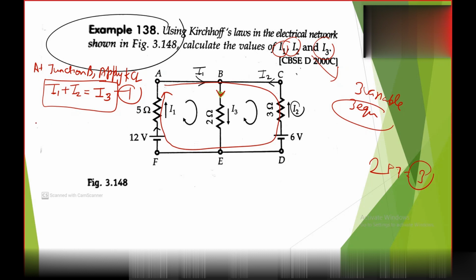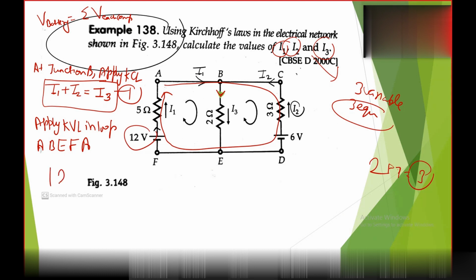Let us now apply KVL in loop A, B, E, F, A. According to KVL, whatever potential we get from the battery will be equal to the summation of the total potential across each component. So here we will get a 12 volt supply from the battery. This will be equal to, we can say, some of the potential used across this 5 ohm resistance.